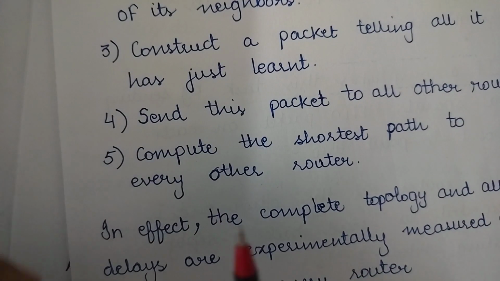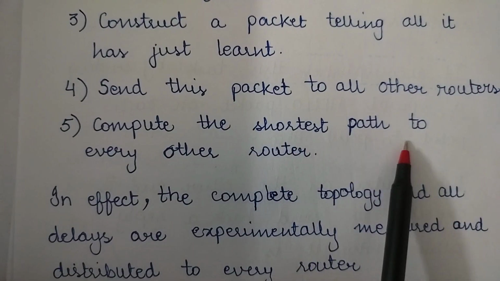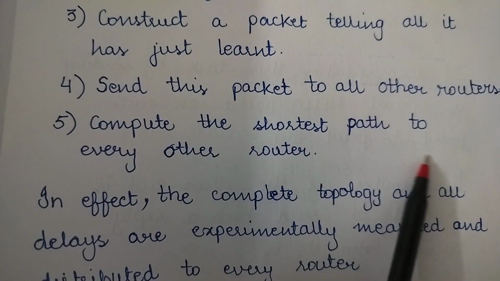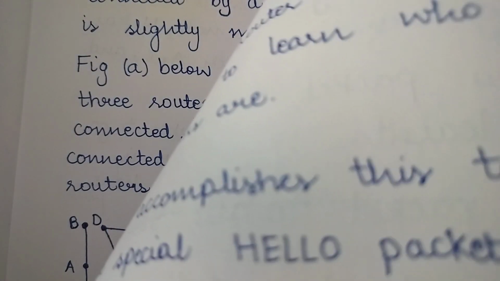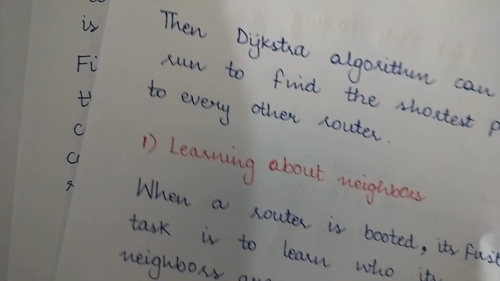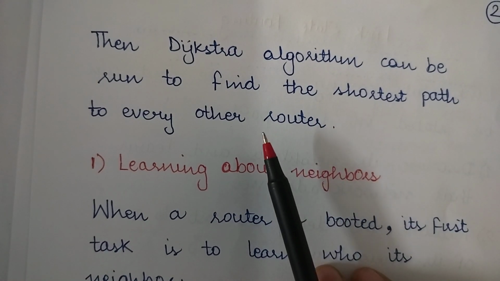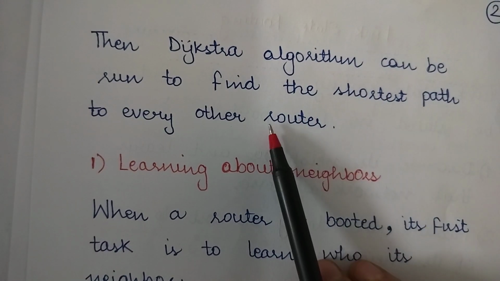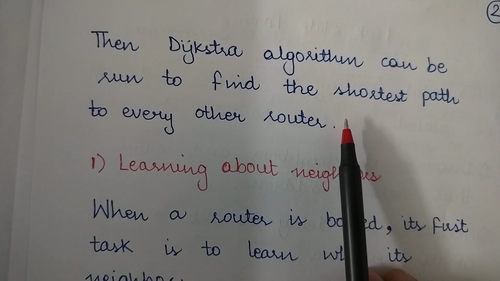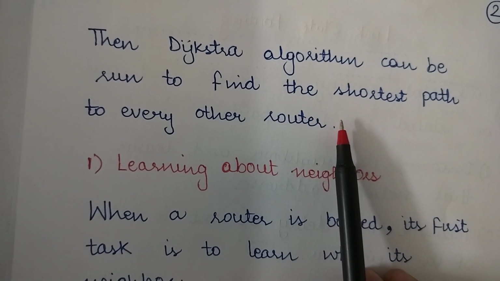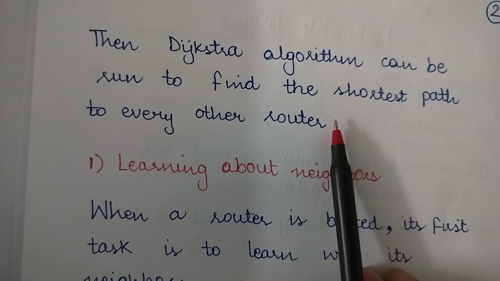Because what does the fifth and last step say? After everything has been done, compute the shortest path to every other router. So the best possible algorithm to find the shortest path here is Dijkstra's algorithm. To find the shortest path from one router to every other router, Dijkstra's algorithm is run and then the shortest path is found to every other router. Now we will elaborate all these 5 steps.